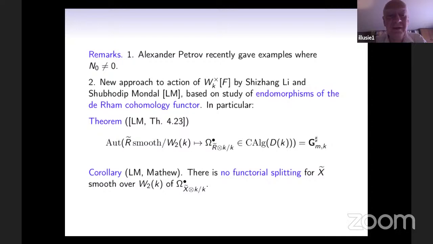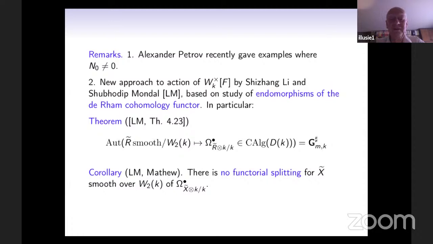Bhargav yesterday discussed the Simpson stack over complex numbers. The Simpson stack is a crystalline stack or infinitesimal stack, the quotient of X by the formal completion of X in the diagonal. And those are very nice. And I don't know of any result of the same flavor as this that we have in mixed characteristic. I don't know. So I'm quite ignorant there.